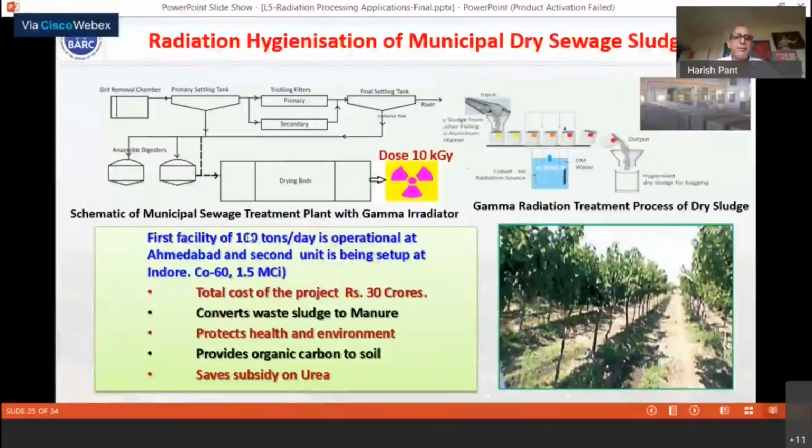And this gamma irradiation plant which we have set up in Ahmedabad, its total cost is 30 crore rupees. It is using about 1.5 megacurie activity of cobalt 60 source, and the capacity of this plant is around 100 tons per day. One more plant like this is under construction in Indore, and one more plant is likely to come in Pune.